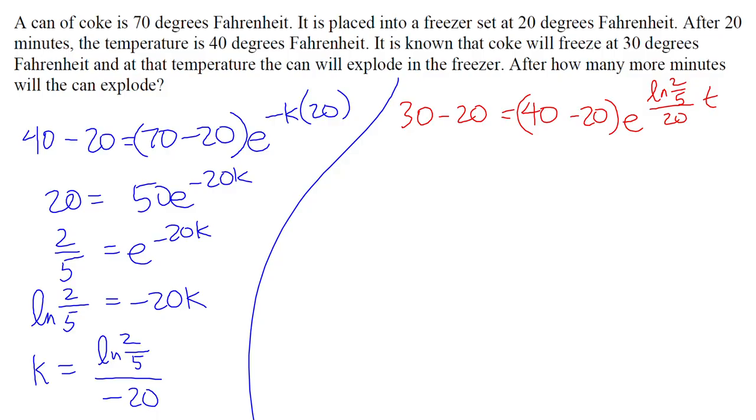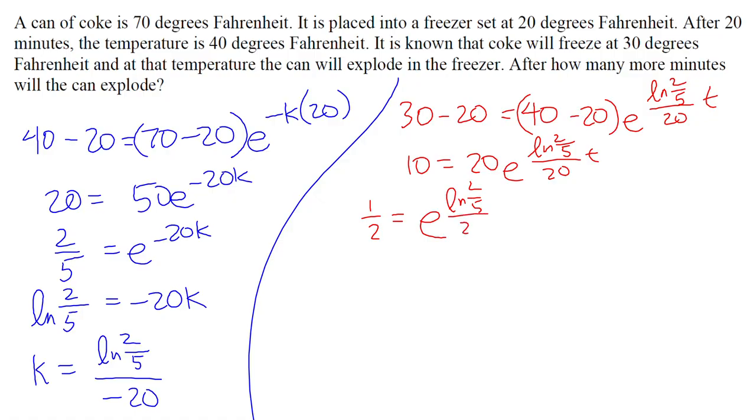So we'll just simplify down here. 30 minus 20 is 10, 40 minus 20 is 20, and we've got e to the natural log of 2/5 over 20 times t. We'll divide by the 20, giving us 1/2, is e to the natural log 2/5 over 20 t. Take the natural log of both sides. As we've talked about, natural log of 1/2, right, is natural log 1 minus natural log 2, or just, since natural log of 1 is 0, it's just the negative ln of 2.